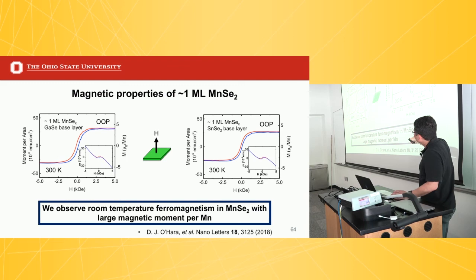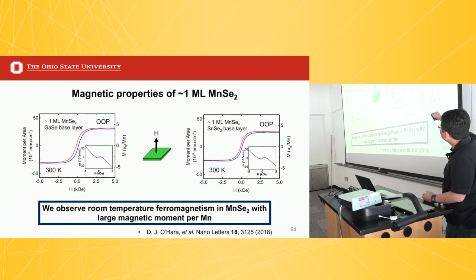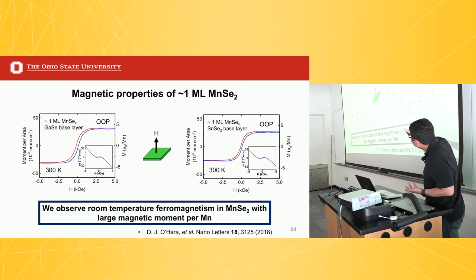This is with the magnetization out of plane. We can also get a signal in plane. And then this is on another substrate, tin diselenide. It's not exactly the same, but it's similar. But you can definitely see there's hysteresis at room temperature, right? So we're observing room temperature ferromagnetism in manganese diselenide, and the magnetic moment that we extract is about four Bohr magnetons per manganese. Okay, so that's pretty nice.